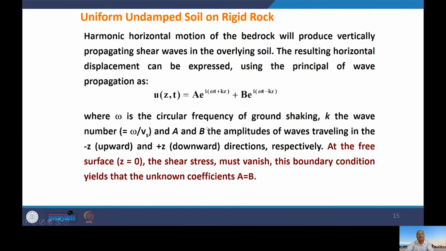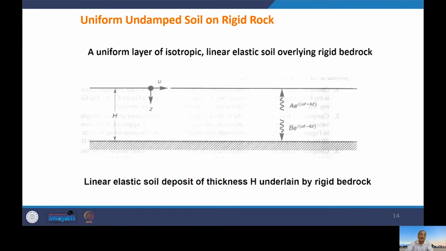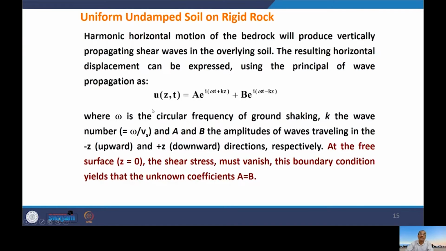Uniform undamped soil on rigid rock is considered, and in this case, harmonic horizontal motion at the bedrock will produce vertically propagating shear waves in the overlying soil. First of all, we are assuming that your input motion consists of only harmonic excitation, not real earthquake excitation. That means your input motion has a constant frequency, and that frequency is given as omega, as written here. So a harmonic excitation is considered, and as already said, we assume vertically propagating shear waves. Okay, so the resulting horizontal displacement can be expressed using the principle of wave propagation.